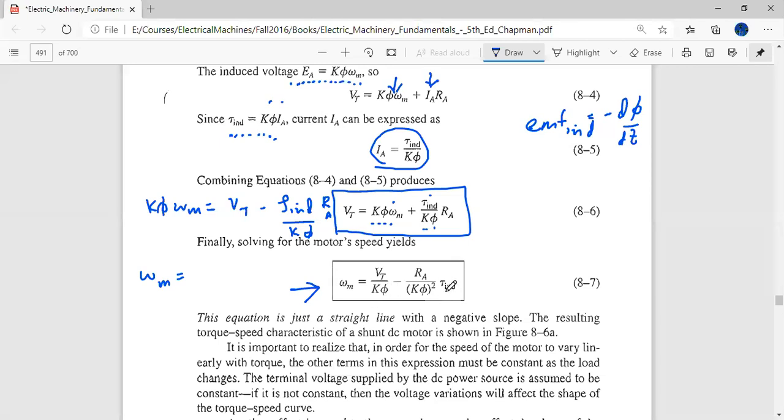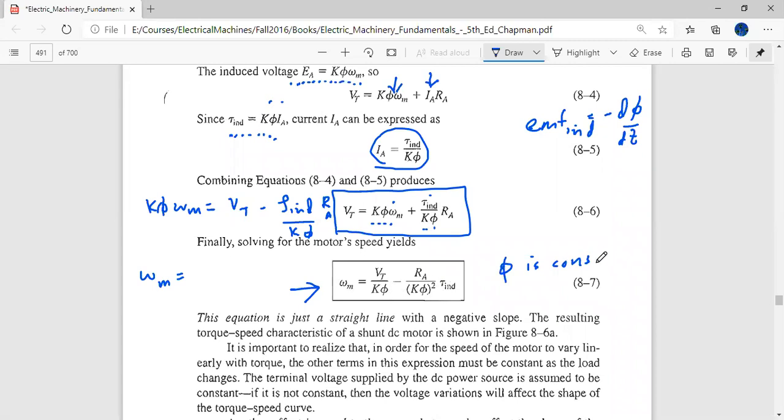And we assume that the flux is kept constant here. Okay. So the other things that were constant were due to the construction of the machine, such as the resistance of the armature. And this K part is also related to the construction of the machine. So the three variables that we are playing with are speed, flux, and torque induced.